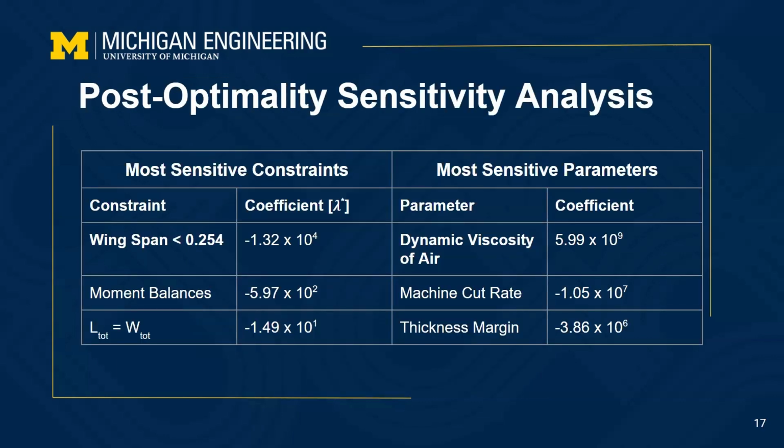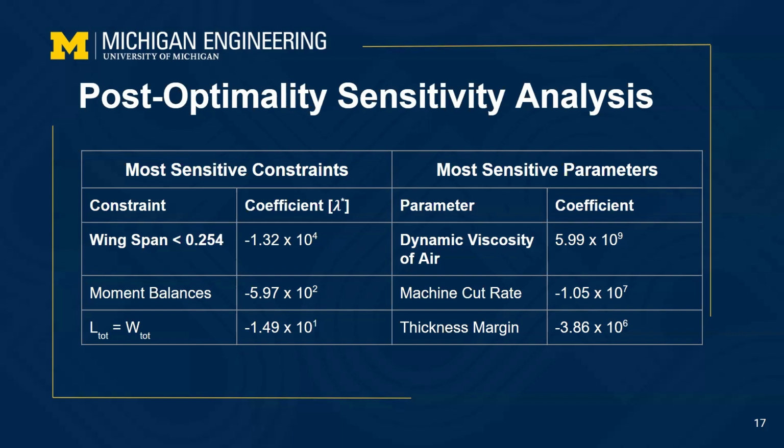For our post-optimality sensitivity analysis, we found the most sensitive constraints by the method of Lagrange multipliers at the optimal. So our most sensitive constraints had to do mostly with aerodynamics. So that was the wingspan, the moment balances, and the weight balances. This makes sense because the wing wants to be really long and also produce a lot of lift.